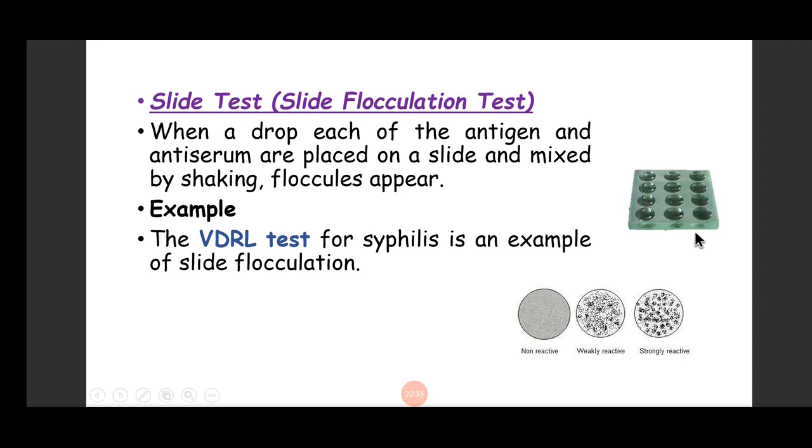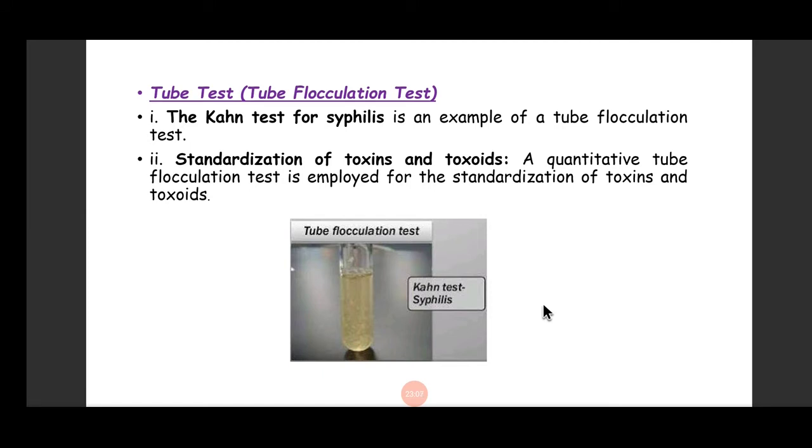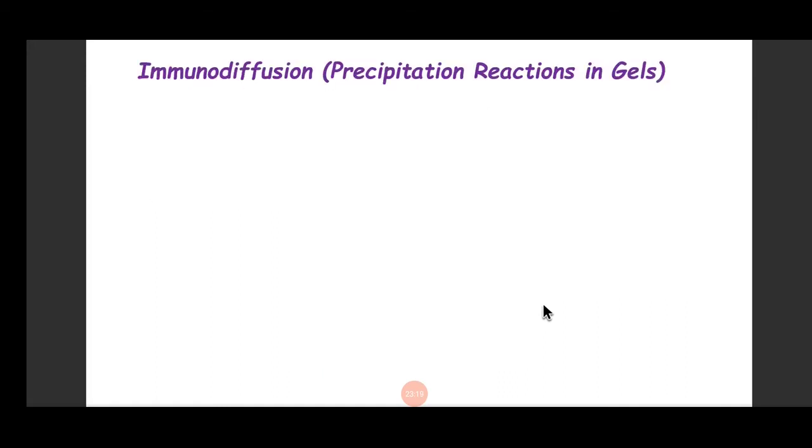We take a glass slide, it has concave wells in it. In one well we can place one sample with antigen, then we rotate this slide for 2-3 minutes and we look for the formation of the antigen-antibody complex. This one is showing that the sample is reactive, this is weakly reactive, and this is non-reactive. This is the slide flocculation test. What is flocculation? That is, the antigen-antibody complex is suspended in the liquid. Another flocculation test, which was in past times used for the diagnosis of syphilis, is the tube flocculation test. This is not used nowadays.